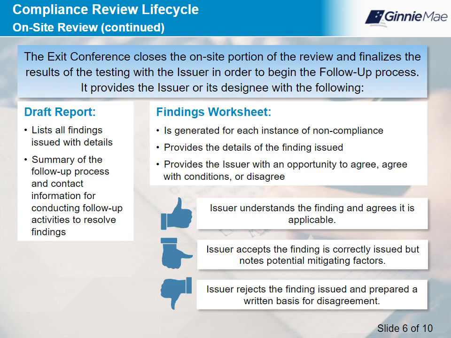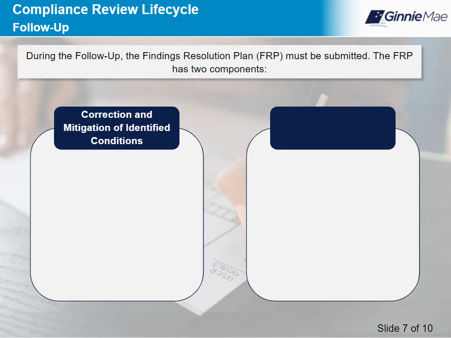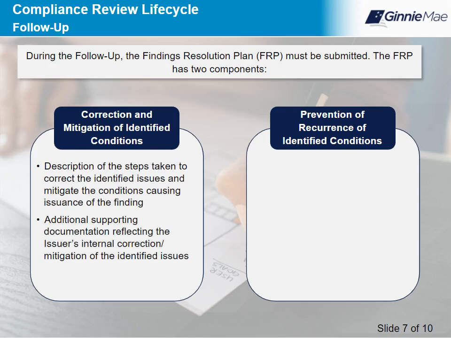Select Next to continue. During the follow-up, the Findings Resolution Plan, FRP, must be submitted. The FRP has two components: correction and mitigation of identified conditions and prevention of recurrence of identified conditions. Correction and mitigation of identified conditions contains a description of the steps taken to correct the identified issues and mitigate the conditions causing issuance of the finding. It includes additional supporting documentation reflecting the issuer's internal correction and mitigation of the identified issues.